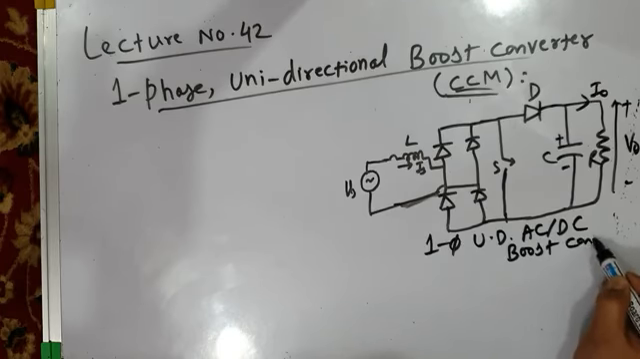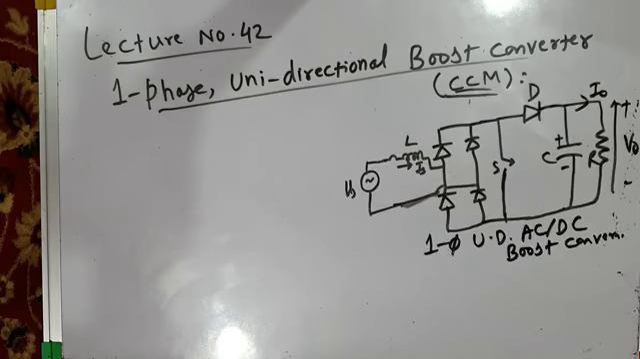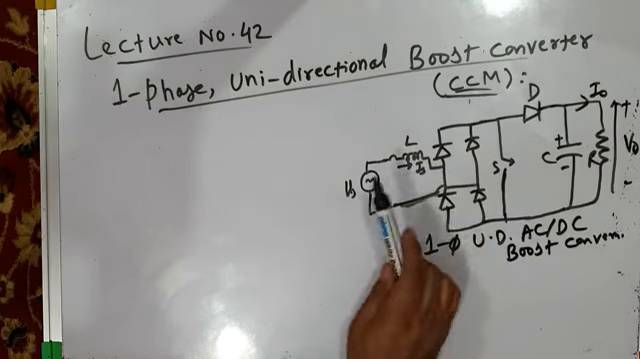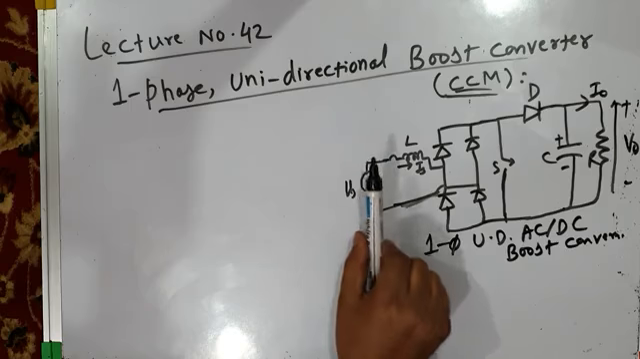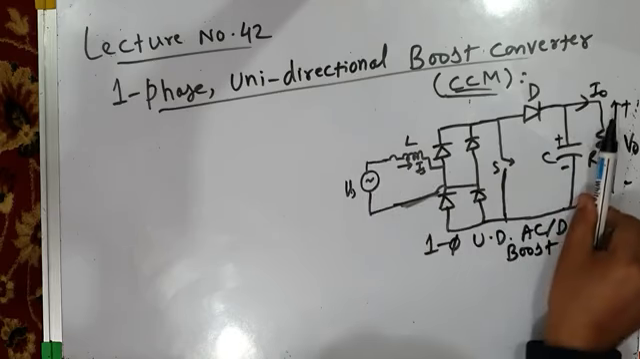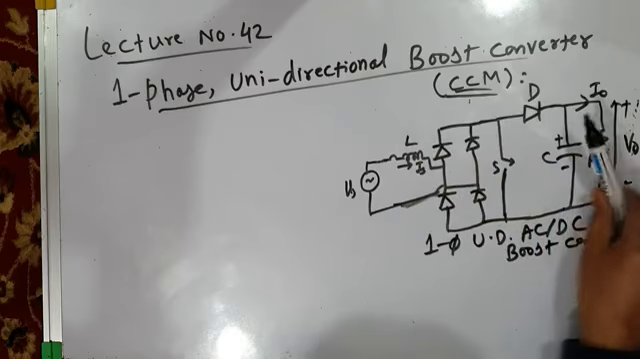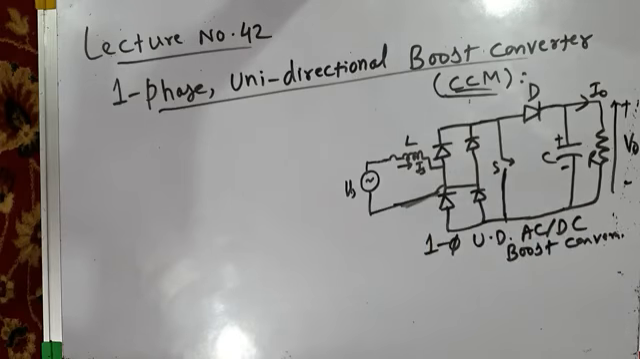Boost converter. Why is it unidirectional? Because power can flow only from the AC source to the DC load, from the AC side to the DC side. Reverse flow of power is not possible in this case. Now its operation is very simple.